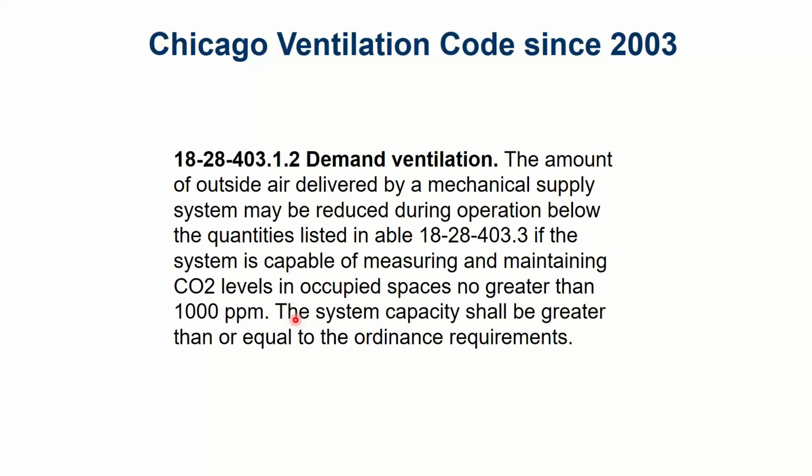If your outdoor level is 450, your set point's 1,150. That's the normal way we would do it. But Chicago's a little more conservative, probably because they were the first ones to add it into their code. So I need a 1,000 parts per million set point. But nonetheless, at least I'm allowed to do it.